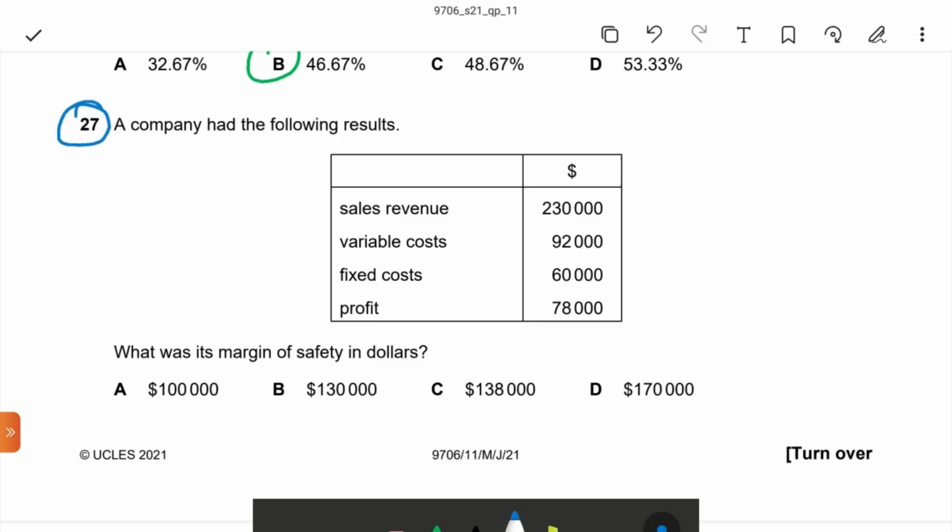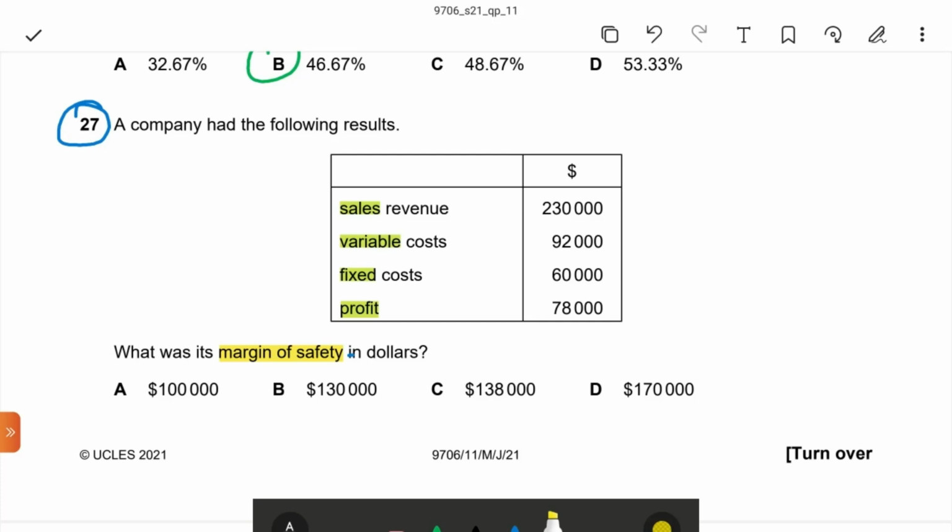A company had the following results: sales, variable cost, fixed cost, profit. Question 27. First we have to find the margin of safety in dollars. What is margin of safety? Margin of safety means the extra sales after break-even sales.